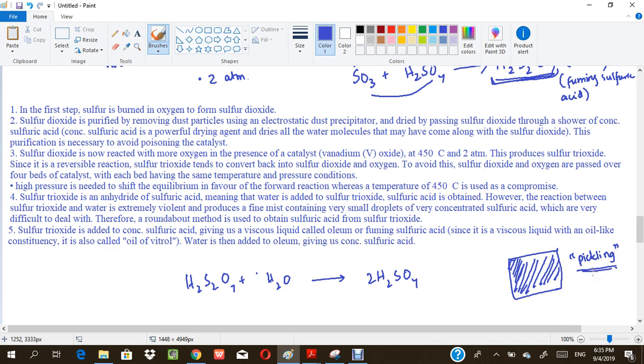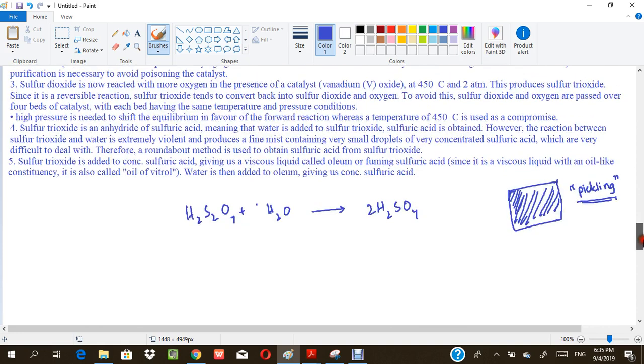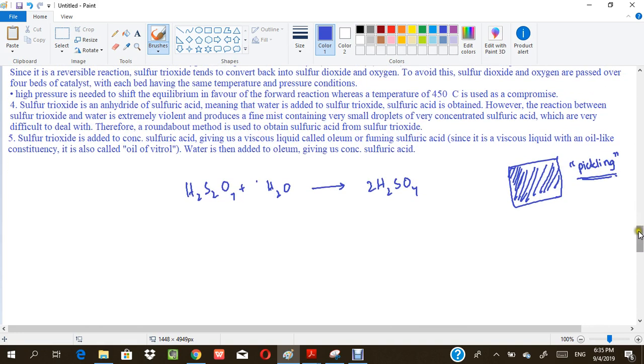So sulfuric acid is also used for pickling. I just recalled one thing which I forgot to tell earlier on. Sulfur dioxide has one very important use. One very important use of sulfur dioxide is that it is used as a food preservative. We introduce sulfur dioxide in very controlled quantities in canned food to kill any bacteria and microorganisms that might be present. Right. Now let's talk about some properties of sulfuric acid.